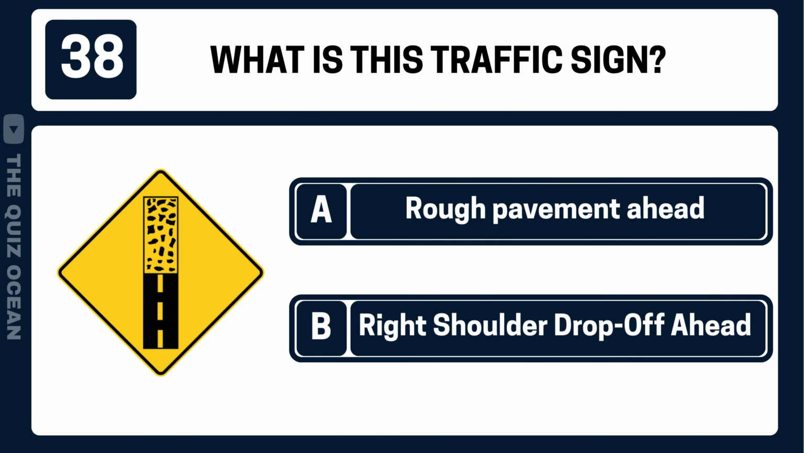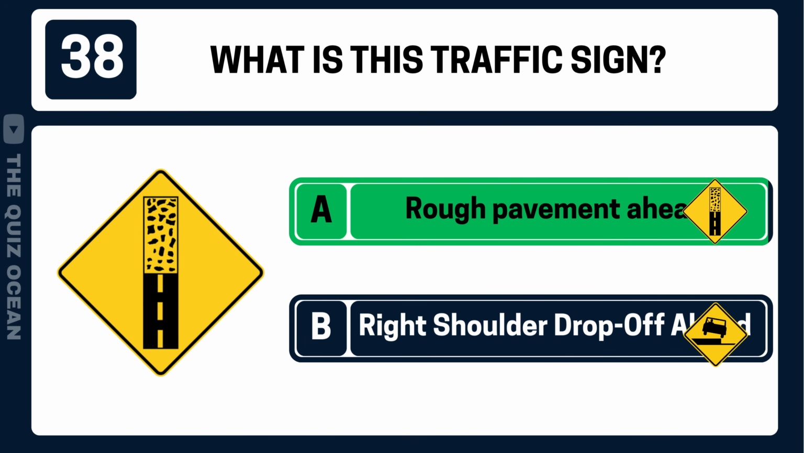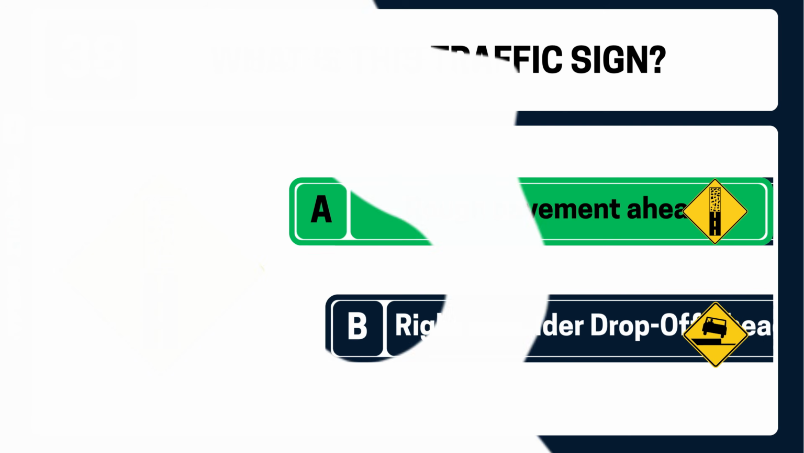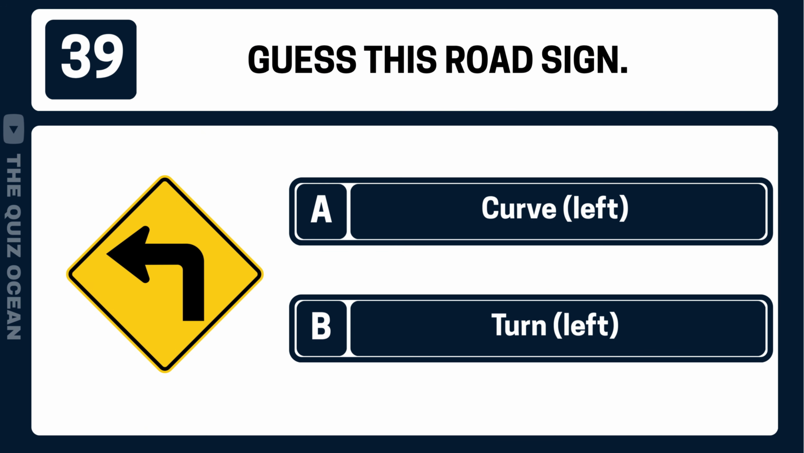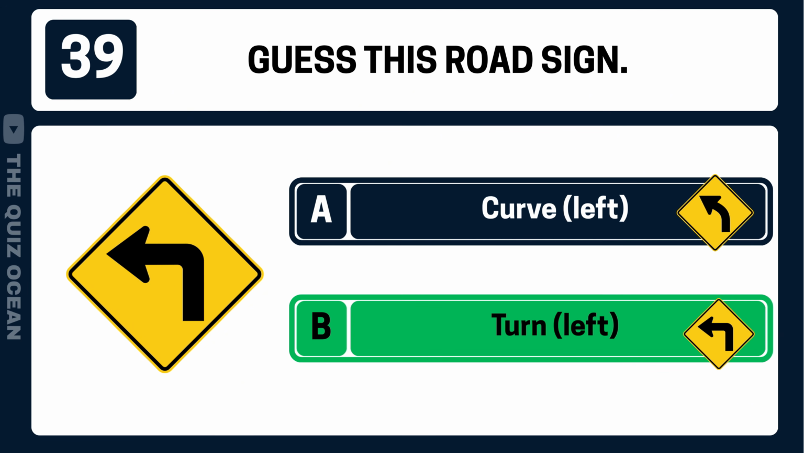What is this traffic sign? A. Rough pavement ahead. B. Right shoulder drop-off, ahead. Exactly. It is the rough pavement ahead sign. Guess this road sign. A. Curve, left. B. Turn, left. Well spotted. It is the turn left sign.